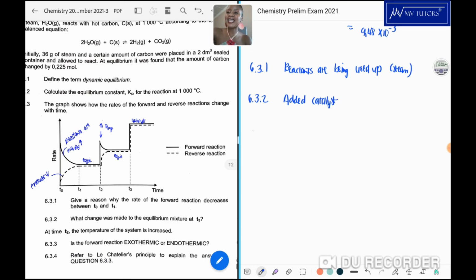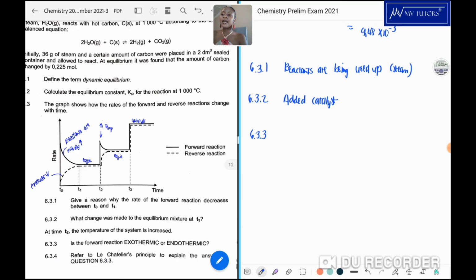Okay, and then 6.3.3. At time 2, the temperature of the system is increased. Yes, that's true. Oh, please don't mind the bottom arrow here. I was just trying to indicate that at this point, the temperature is increased. Okay. Now 6.3.3 says, is the forward reaction exothermic or endothermic?